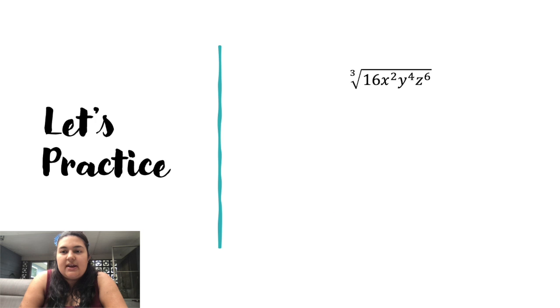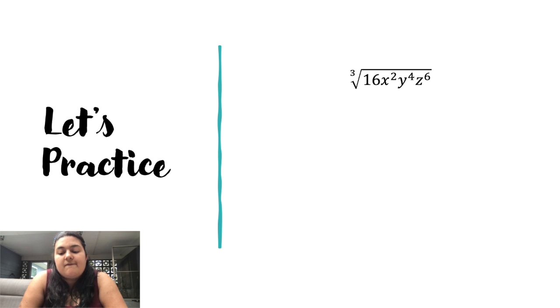Okay, let's look at more practice. This is our last one for today. Anyway, the cube root of 16 times x squared times y to the 4th power times z to the 6th power. Sounds like a lot, but we're going to use the same processes that we've been learning throughout this lesson.